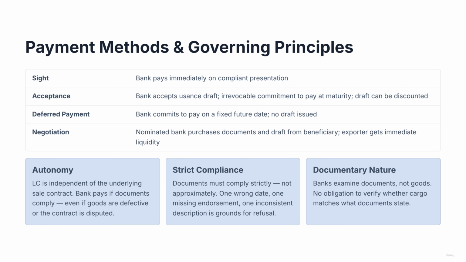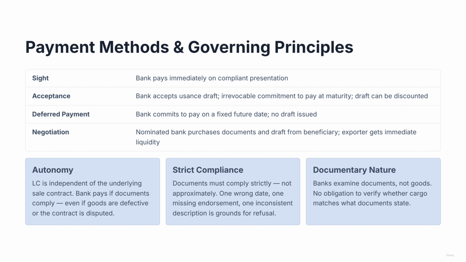3 legal principles sit beneath every LC transaction, and you need to know all 3 cold. The first is the autonomy or independence principle. The LC is completely independent of the underlying sale contract. If the goods turn out to be defective, if the commercial contract is disputed, if the buyer simply changes their mind, none of that matters. If documents comply, the bank pays. Full stop. This independence is what makes the LC bankable. It is also what makes it attractive to fraudsters, which we will examine in Lecture 10.